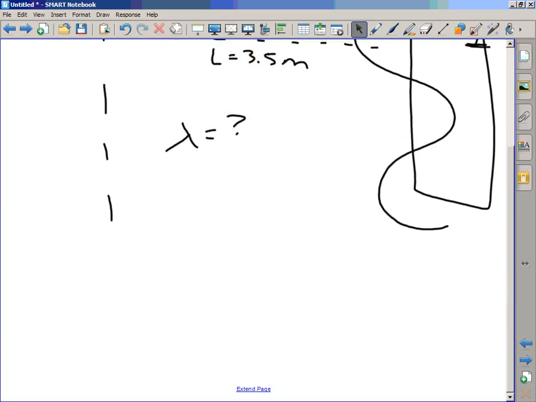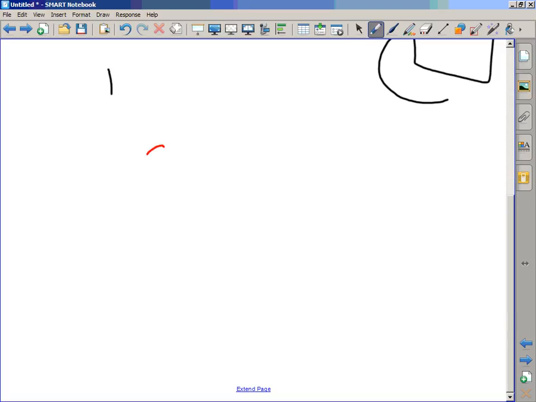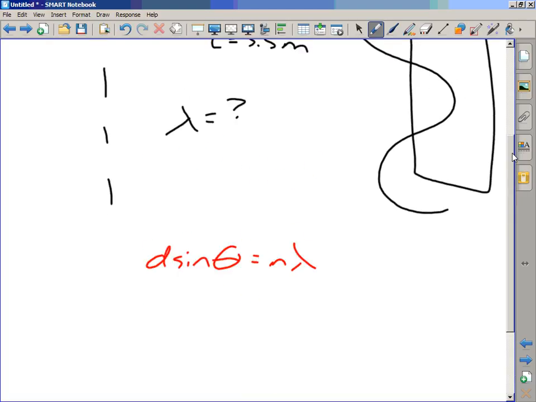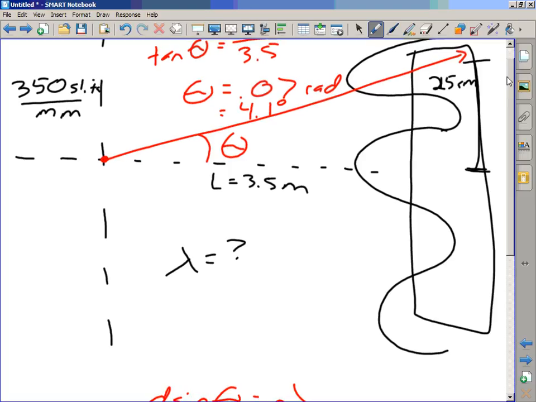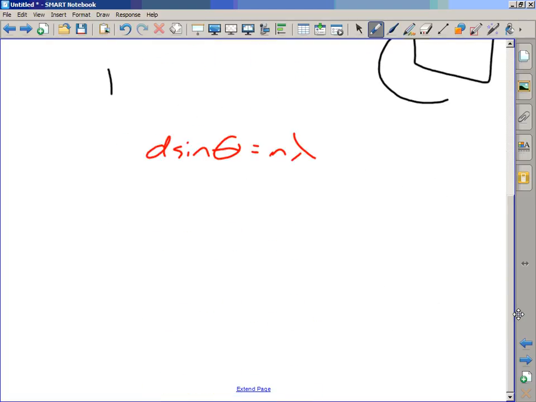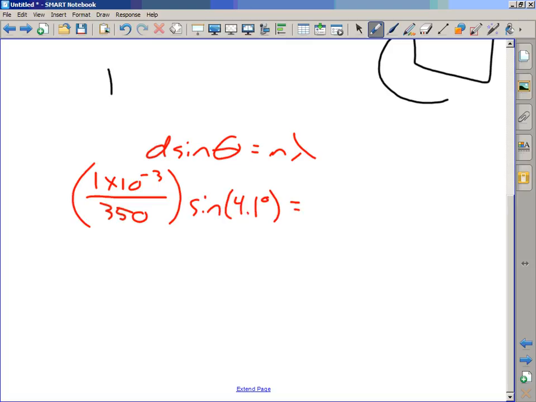Now, I'm going to take that and plug it into d sine theta equals n lambda. The only trick here is what d is going to be. Coming back up here, this is 350 slits per millimeter. That means this will be 1 times 10 to the negative third divided by 350, times sine of 4.1 degrees, equals, I went up to the first order maximum, 1 times lambda. That will allow you to solve for lambda. Okay? See y'all later.